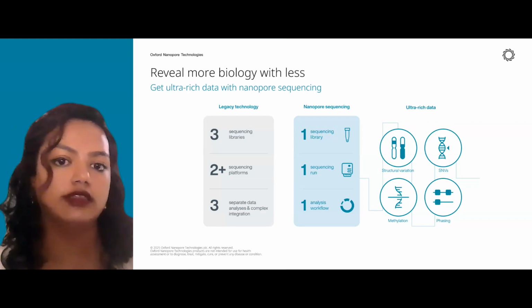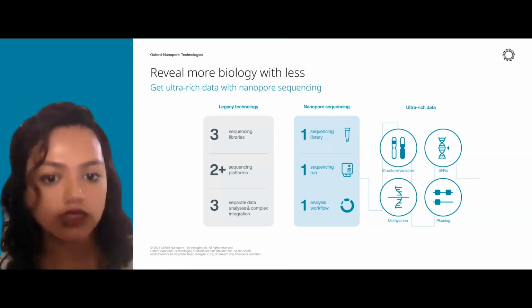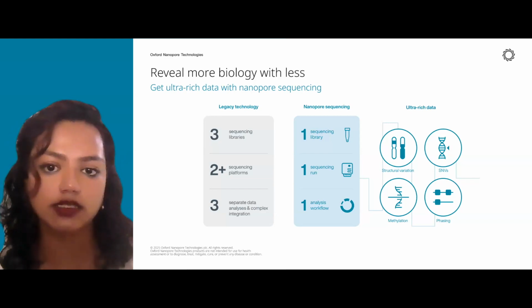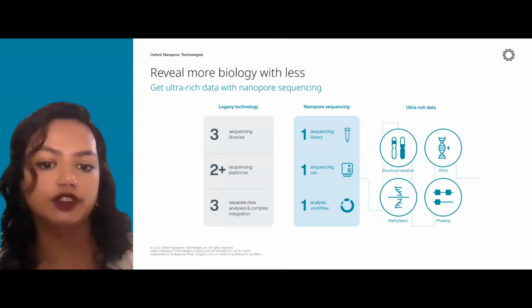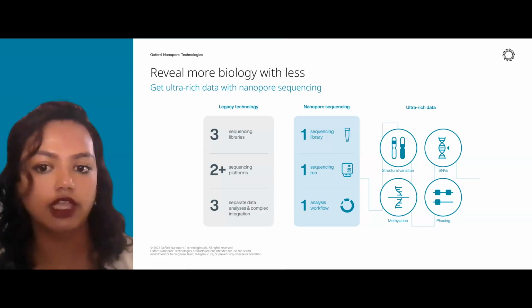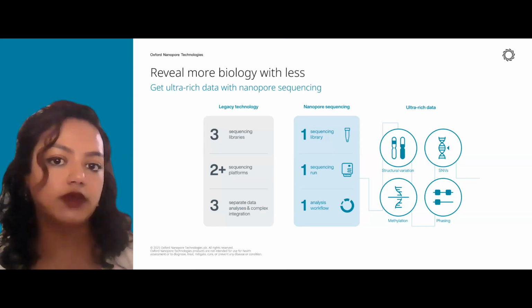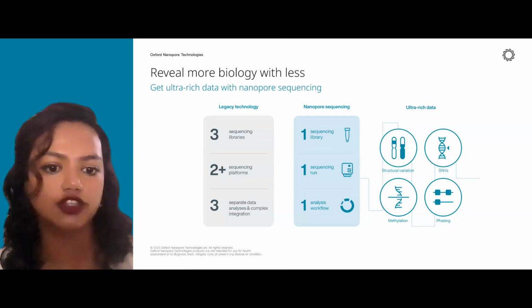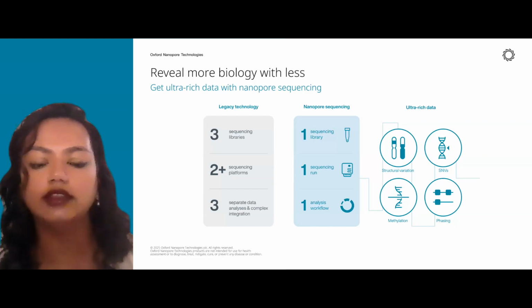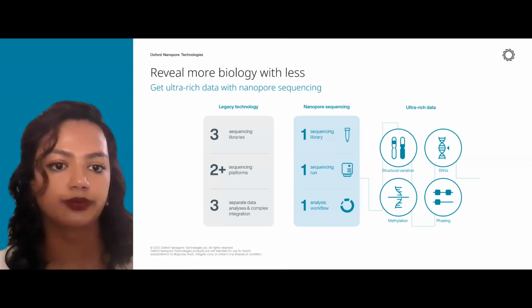As an example, here is our direct DNA sequencing. With just one sequencing library, one sequencing run, and a single streamlined analysis workflow, you can generate ultra-rich data. This includes everything from structural variation and single nucleotide variants to methylation and phasing, all in one platform. Nanopore sequencing isn't just simplifying workflows, it's unlocking a new level of detail and integration that legacy technologies really can't match. So let's take a closer look at this efficiency and how it translates into meaningful results for your research.